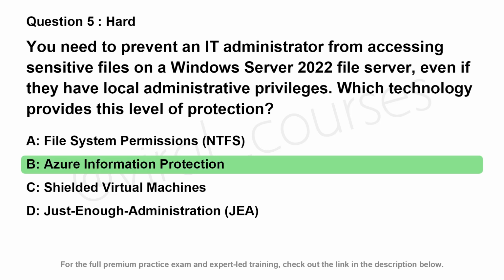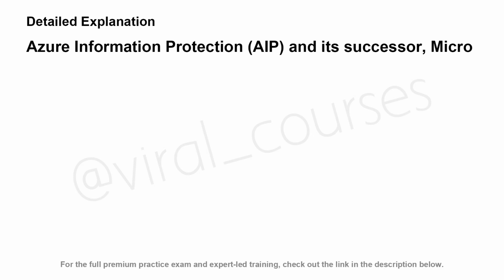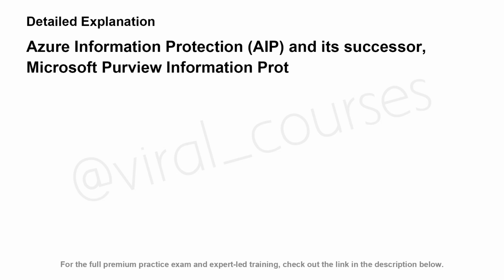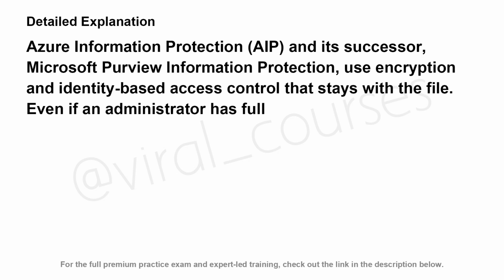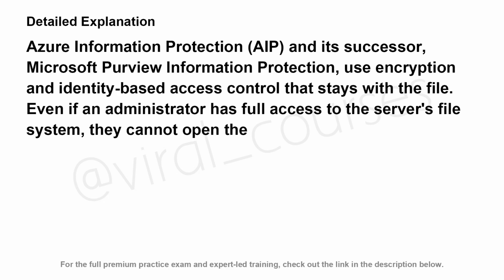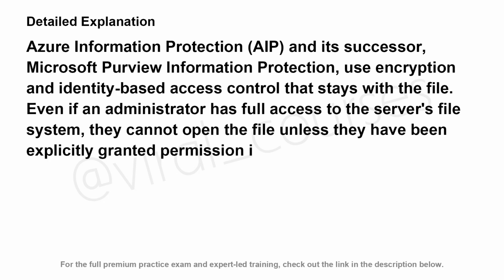The correct answer is B. Azure Information Protection, AIP, and its successor, Microsoft Purview Information Protection, use encryption and identity-based access control that stays with the file, even if an administrator has full access to the server's file system. They cannot open the file unless they have been explicitly granted permission in the AIP Purview policy.